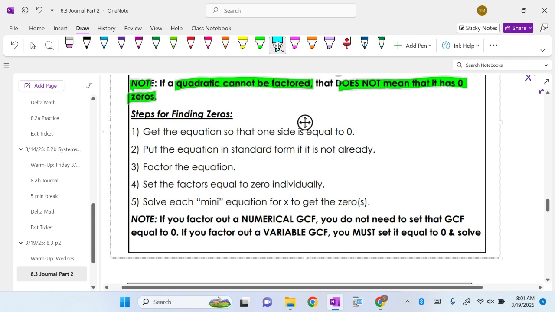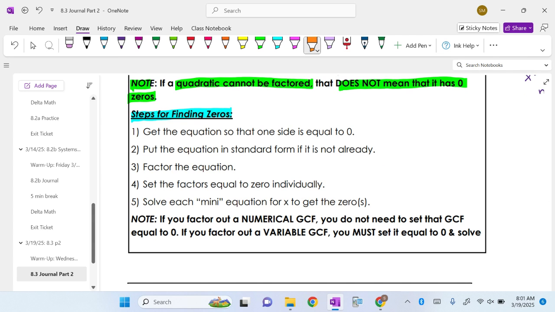So, steps for finding the zeros by factoring. The first thing, and this is probably the most important thing, get the equation so one side of the equation is equal to 0. Anytime you start solving any quadratic equation, you always want one side to equal 0. So that means you want it to look like ax squared plus bx plus c is equal to 0. You will see that step in almost every strategy that we work with, both in this class and in Math 2.